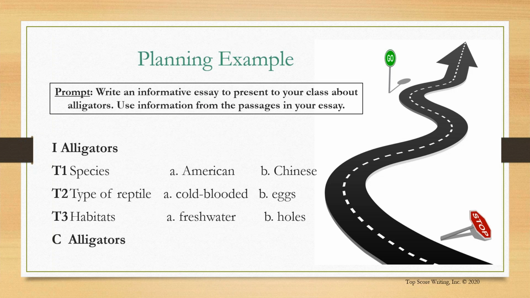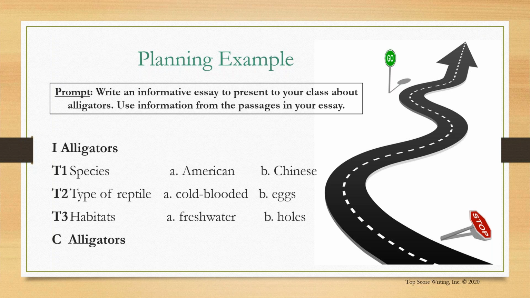For this example, we are going to be responding to the general prompt, which states, write an informative essay to present to your class about alligators. Here is a completed plan. You will notice the words next to I and C come directly from the prompt. The prompt is where the students will determine what the controlling idea of their essay is, and the controlling idea is what they need to discuss in the I and C paragraphs.